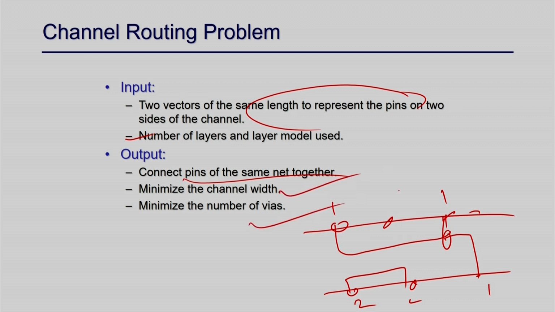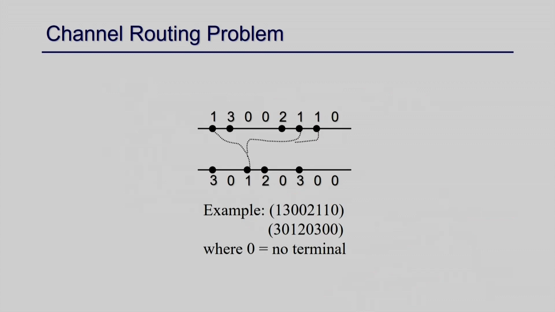channel width and number of vias. Channel width means the number of tracks, right. Also, you try to reduce the vertical connections. Vias mean you have to make a vertical connection, which you also try to reduce. Okay. As I mentioned, here is an example.